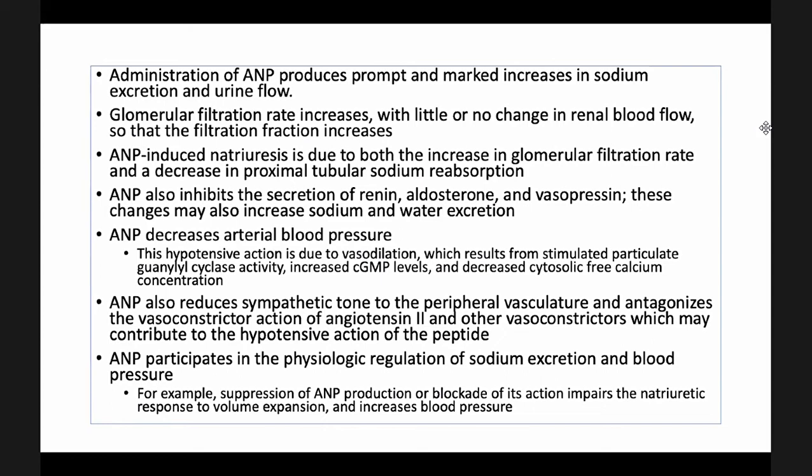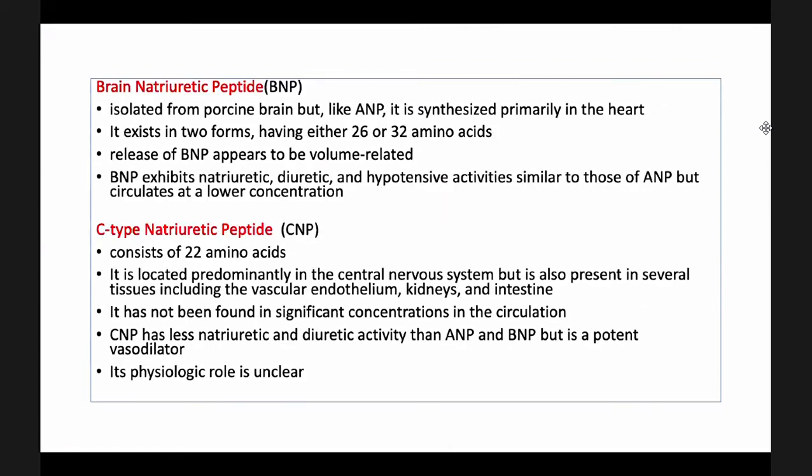For example, suppression of your ANP production or blockade of its action will impair the natriuretic response to volume expansion and increase your blood pressure. So your BNP was isolated from the porcine brain, but like your ANP, it is synthesized primarily in the heart.